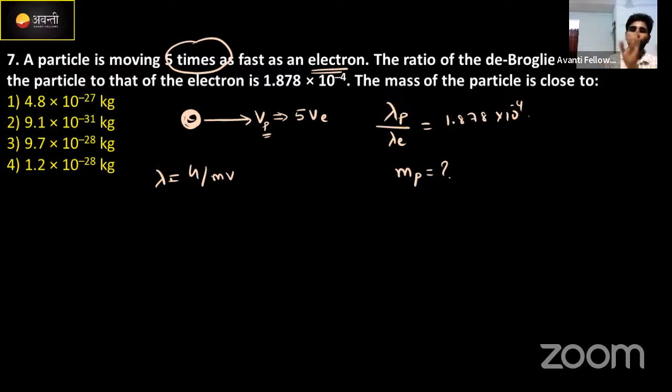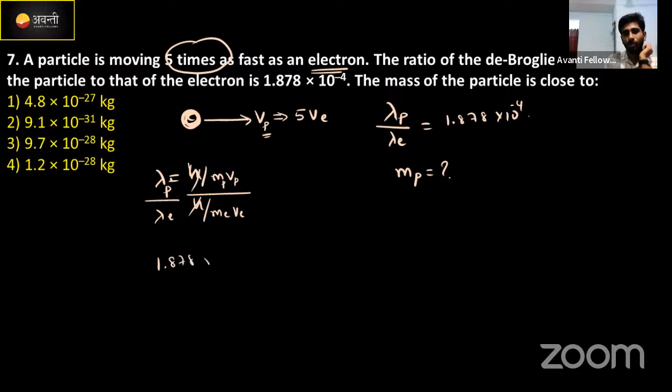Okay, tomorrow I will solve few questions which will be based on the work function and वगैरह वगैरह. Okay, coming to the point, lambda of that particle to the lambda of the electron is equal to ratio of h divided by mass of that particle times the velocity of that particle, to h divided by mass of the electron times the velocity of the electron. h से h cancel हो गया, this ratio they given.